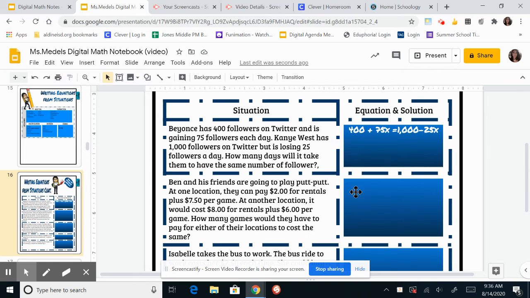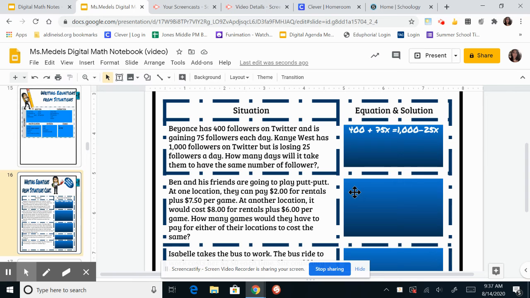So let's do another. It says Ben and his friends are going to play putt-putt at one location. They can pay $2 for rentals plus $7.50 per game. At another location, it would cost $8 for rentals plus $6 per game. How many games would they pay for either of their locations to cost the same? Okay, so first we're going to read the whole thing. We're looking for those key words. That key word is same. Because it says same, I know this is an equation.